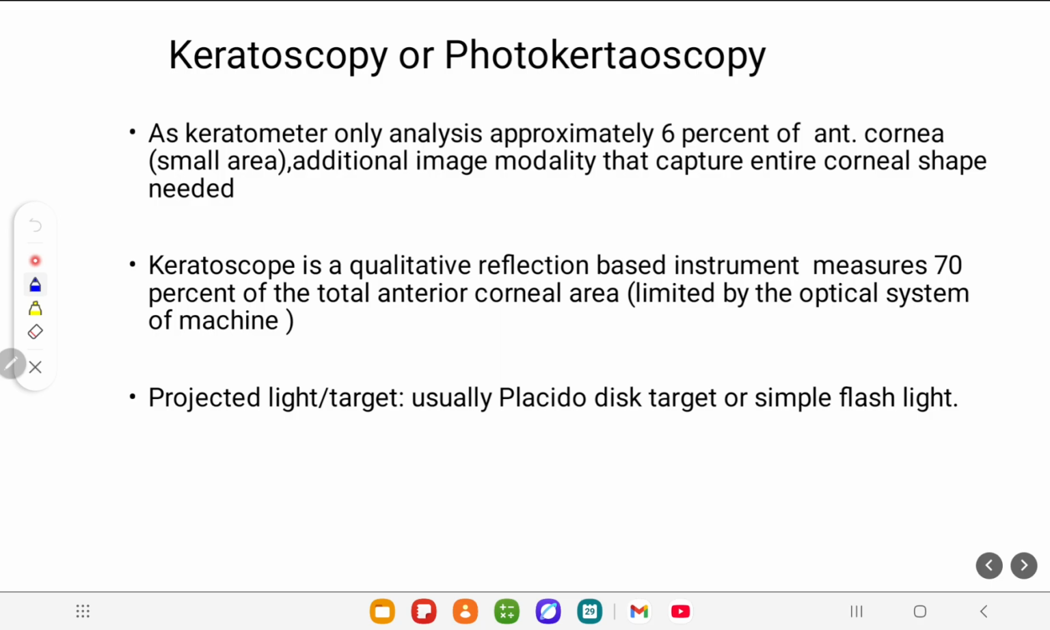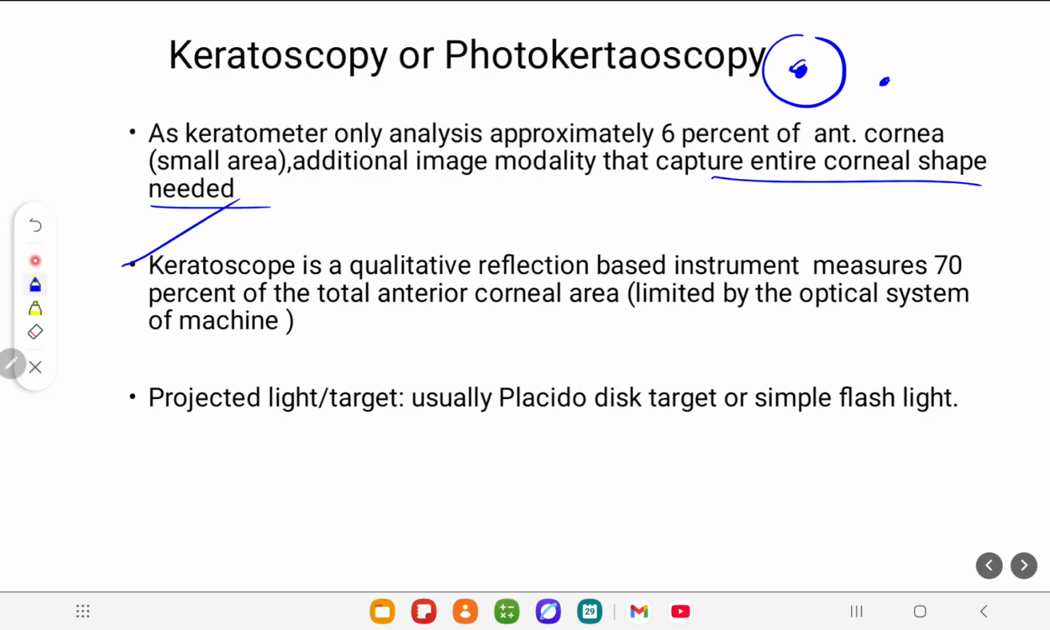So keratoscopy or photokeratoscopy: a keratometer only analyzes approximately 6% of the cornea, because keratometry means only a small circle, isn't it? Not inside the center, not inside the cornea, but a ring, isn't it? That's a very small area keratometry can measure. An additional modality that captures the entire cornea is needed, because the entire cornea matters, isn't it?